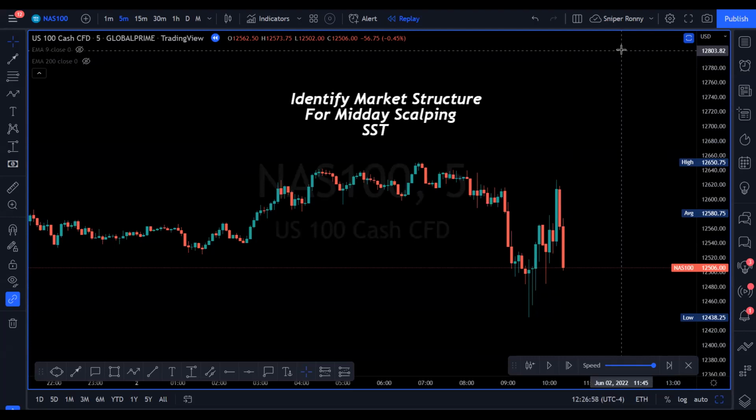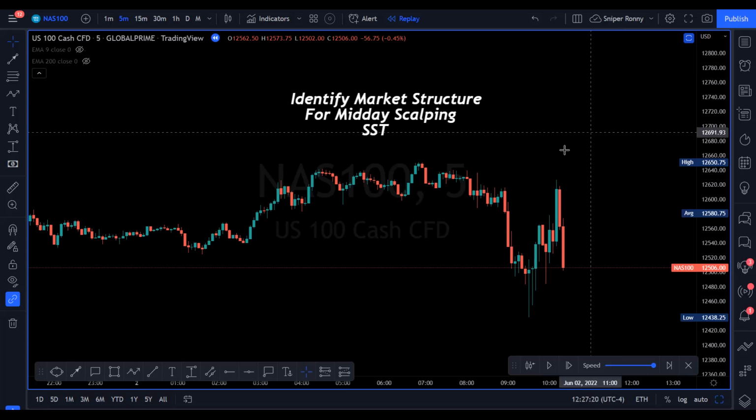This one is titled Identifying Market Structure for Midday Scalping Later on in the day. Because when volume starts to move around 1 p.m., 2 p.m., leading into power hour, 3 p.m., sometimes you get some nice moves on indices, such as NASDAQ, US 30. But once you identify the structure of what happened in the morning at the open of Wall Street, so let's take a look here.